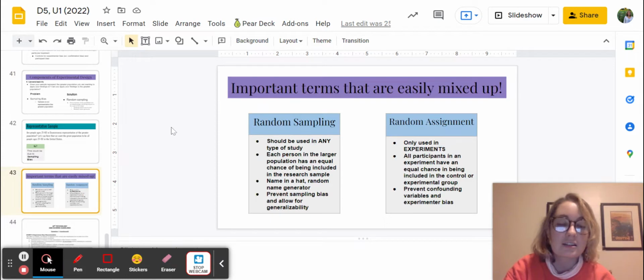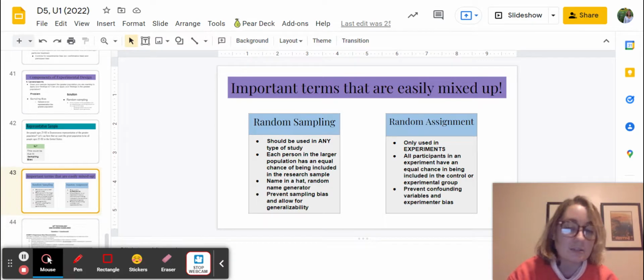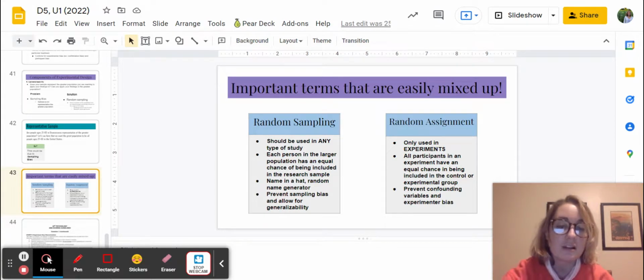So, let's chat about random sampling versus random assignment. Random sampling can be used in any study. It's just who's going to be in your research, so it's kind of bigger than random assignment. It could be used in who's going to be in your survey, your naturalistic observation, or your experiment. It's this idea that each person in the larger population has an equal chance of being included in the research, right? So this prevents sampling bias and helps create generalizability.